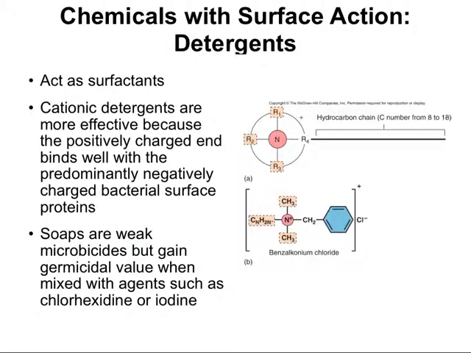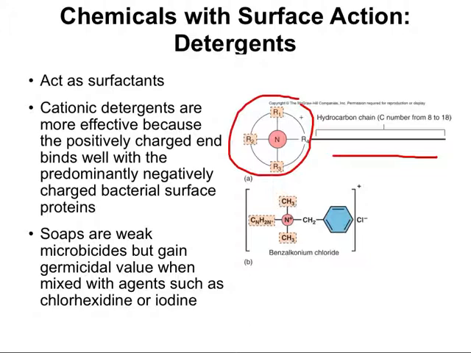Next, we'll look at chemicals with surface action, like detergents. They act as surfactants, and we've already explored surfactants. They are amphipathic, right? They have two different ends. Just like a phospholipid in a membrane, they have a charged end and then an uncharged end. So they have a polar region and a nonpolar region. Now, they can either be cationic or anionic. The anionic varieties are less effective, but cationic detergents are very effective.